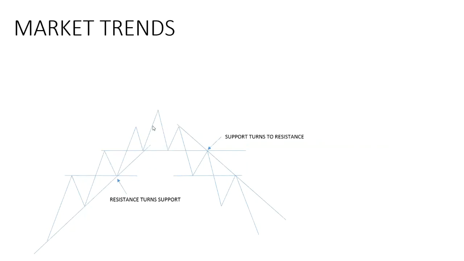This time the resistance never turned into support. Came down, tested the same support. It went up, couldn't break the high, and it broke the low, and now we see the support. This was support turns into resistance, and you see it broke low and support turned into resistance and went to create a low. Now this is what confirms our downtrend, this is what confirms our uptrend, and this is our reversal.